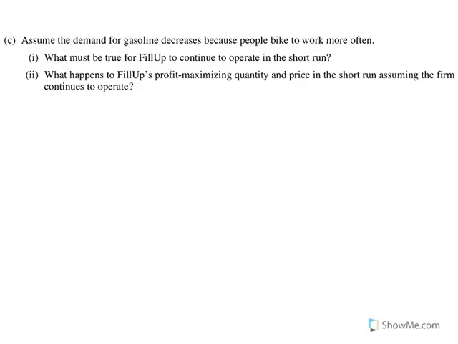All right, and finally on to C. C says, assume the demand for gasoline decreases because people bike to work more often. C1, what must be true for Phillips to continue to operate in the short run? This is basically the shutdown rule, so we just have to state what the shutdown rule is. The answer is price has to be greater than minimum AVC. Many students get confused and put ATC. No, it's AVC. ATC tells you whether or not you have a positive economic profit. AVC says whether you should continue to operate. So for C1, the price has to be greater than minimum AVC.